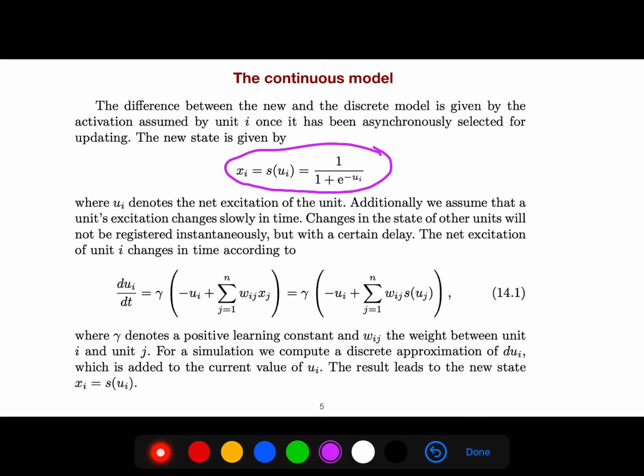Additionally, we assume that the unit's excitation changes slowly in time. Changes in the state of other units will not be registered instantaneously, but with a certain delay. The net excitation of unit i changes in time according to this differential equation. So the nonlinearity comes here, because this function is nonlinear with respect to u_i.